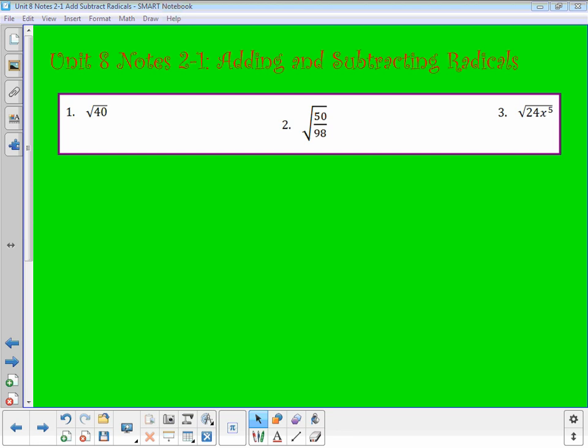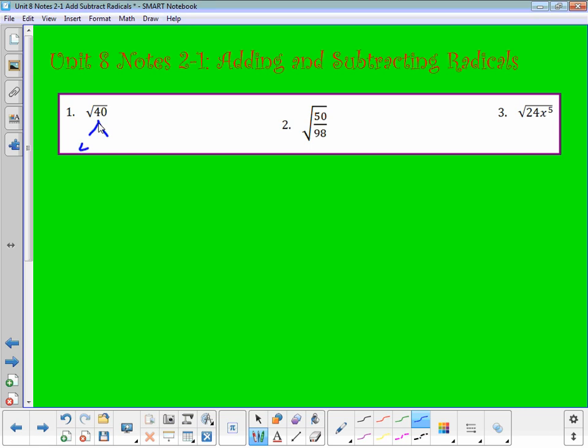Welcome back. We are just going to be talking through our next note sheet, which is Unit 8, Notes 2-1. So first, to start off with, I want to do just a little bit of review of those simplifying radicals, kind of get our brain back into it after the weekend. So first of all, we're taking a look at the number 40. Remember, we want to break this down entirely into primes.